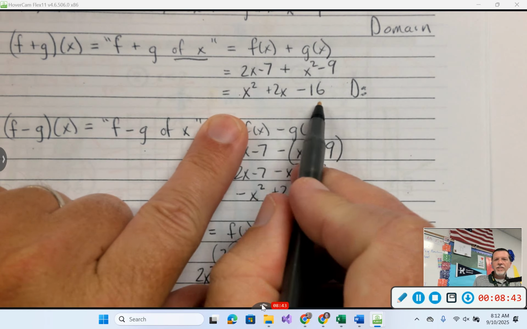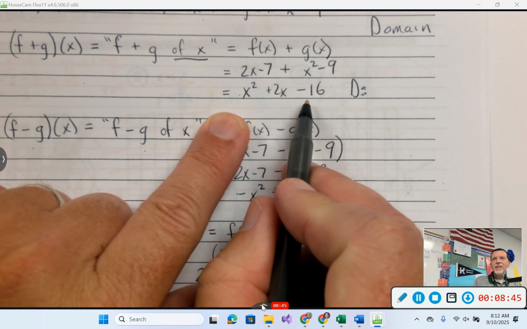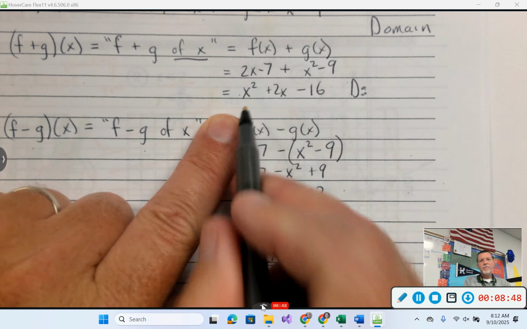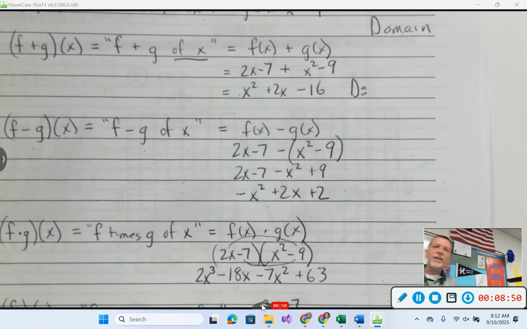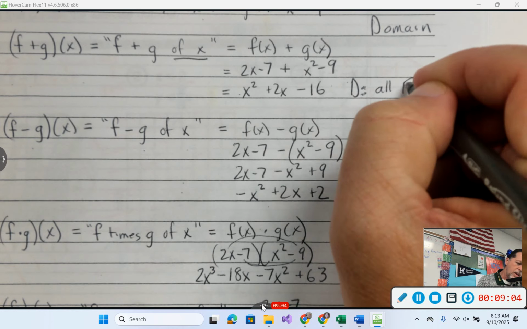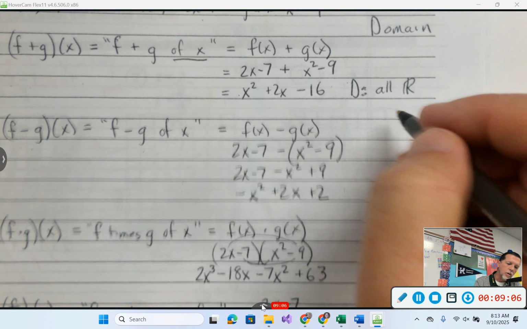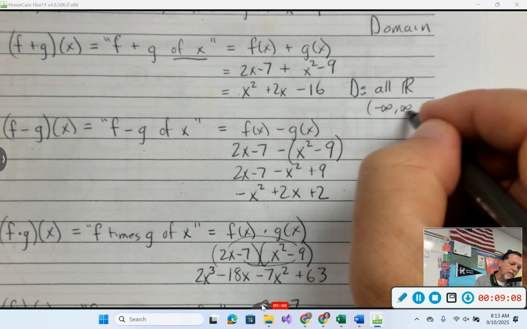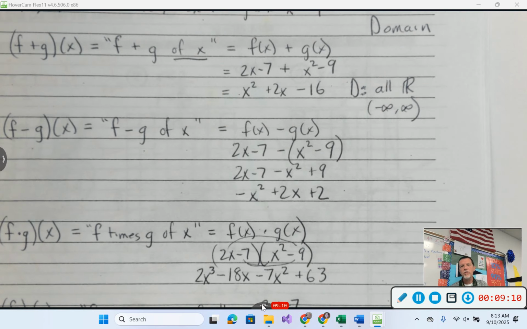Is there anything I couldn't plug in there? Like I can plug in 0, I can plug in negatives, I can plug in fractions, I can plug in decimals. Did you get the new packet? Yeah. Okay. So my domain there is all real numbers. Or you could go negative infinity to infinity if you want interval notation.